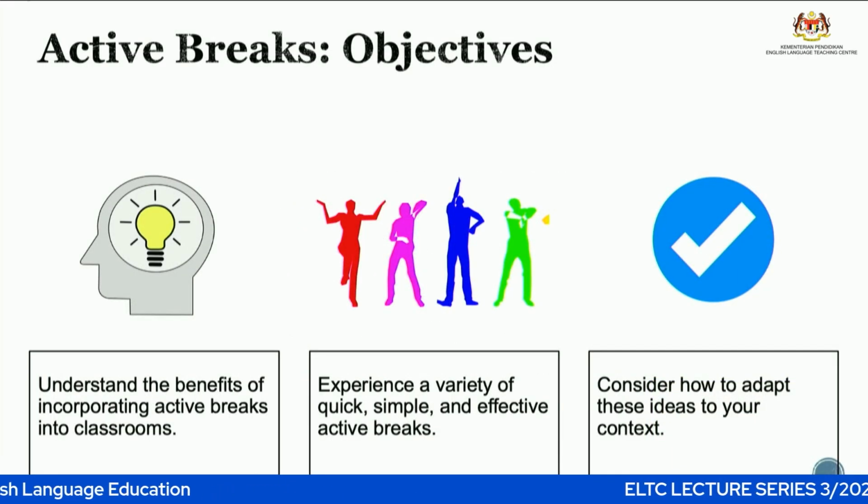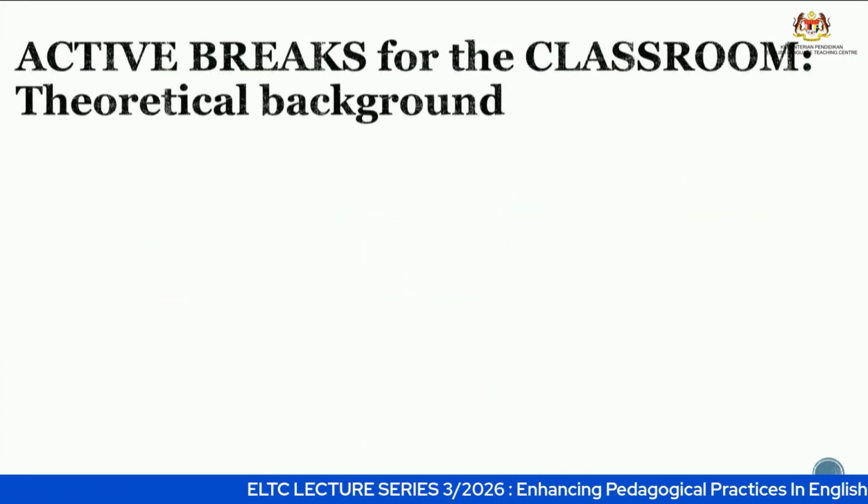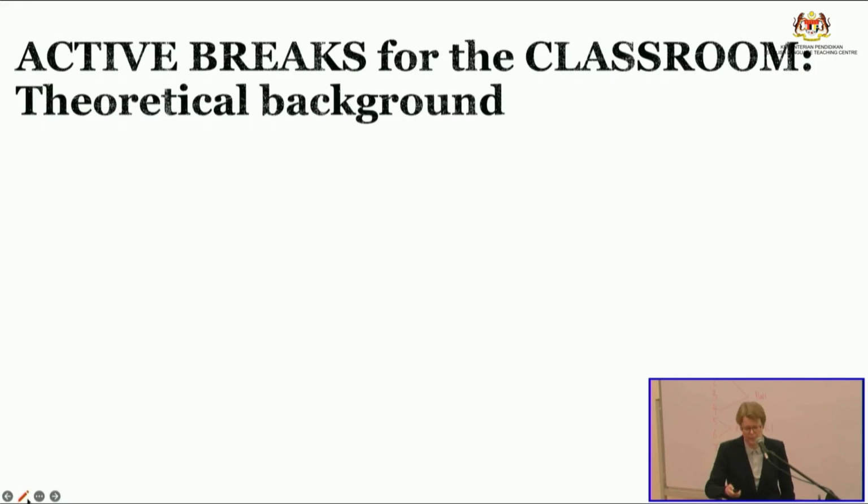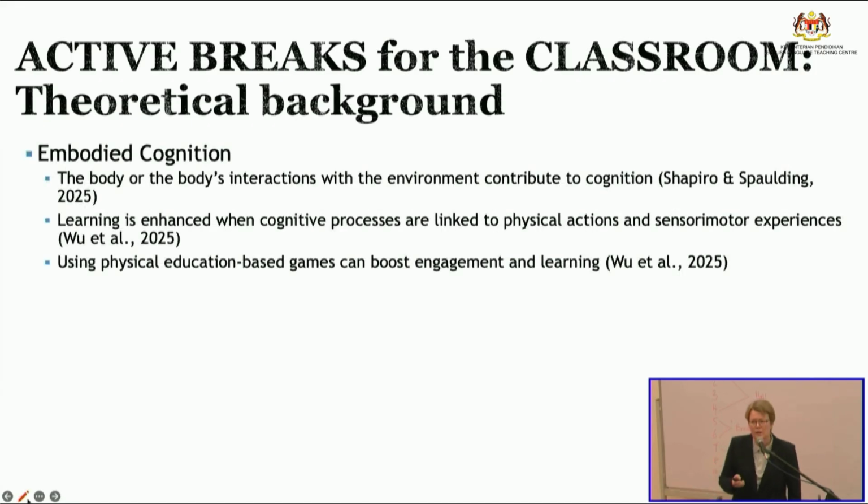Our objectives are similar, right? To understand, experience, and consider how to adapt. We'll talk a little bit about the theoretical background of active breaks, so why to use them in the classroom. So active breaks are coming from this idea of embodied cognition, right? So the move from thinking that cognition or understanding is just situated within the brain to understanding that cognition takes place with interaction and with environment, okay?